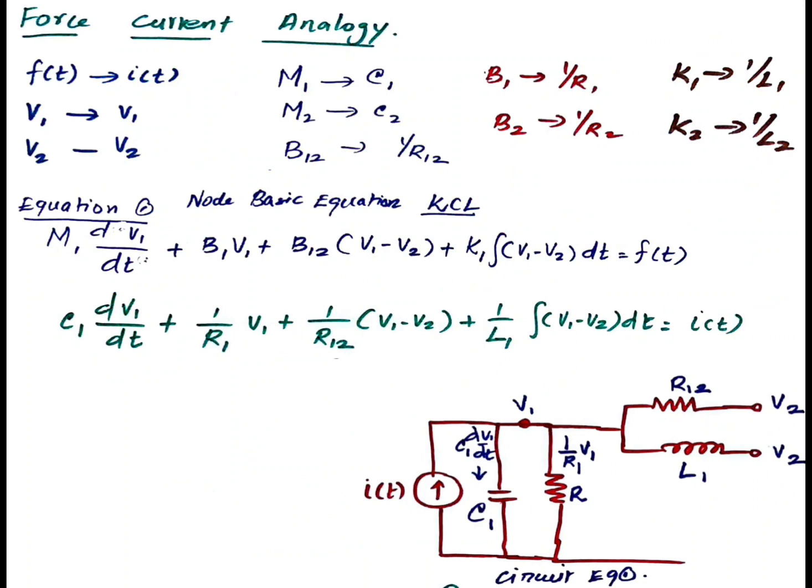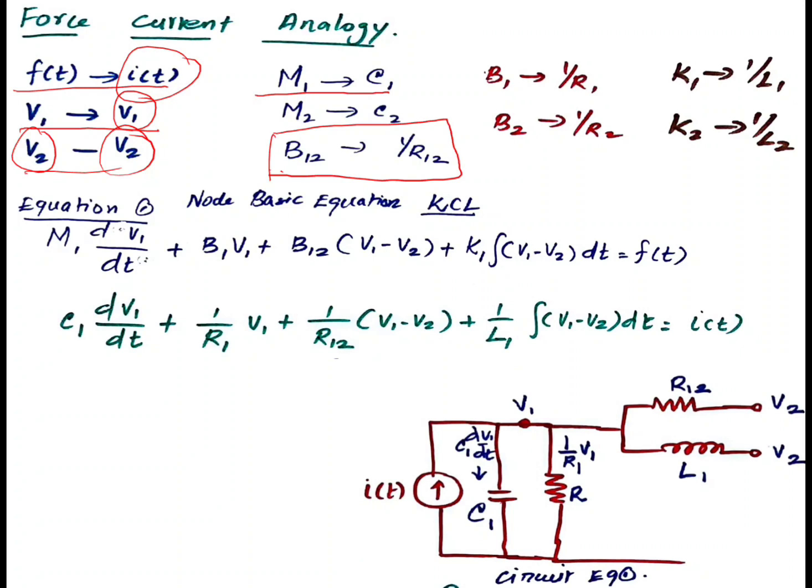Similarly, I am going to draw the electrical equivalent circuit for the given mechanical system, the force current analogy circuit. In force current analogy, force F of t is equivalent to current, velocity V1 is equivalent to voltage V1, V2 is equivalent to V2, that is velocity is equivalent to voltage, mass element is equivalent to capacitor, friction dashpot is equivalent to conductance 1 by R12, and spring is equivalent to reciprocal of inductance.